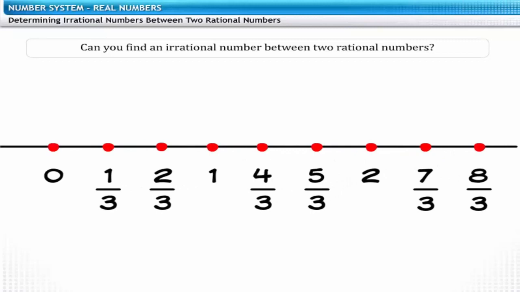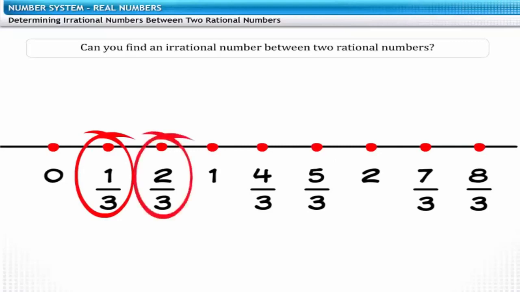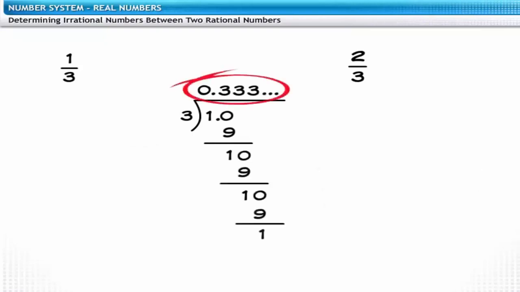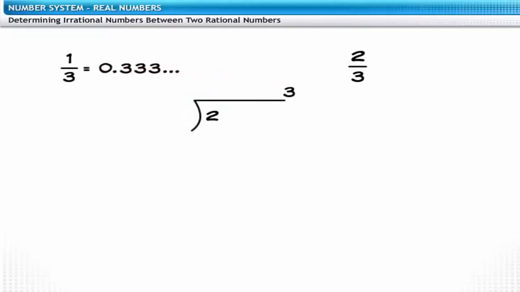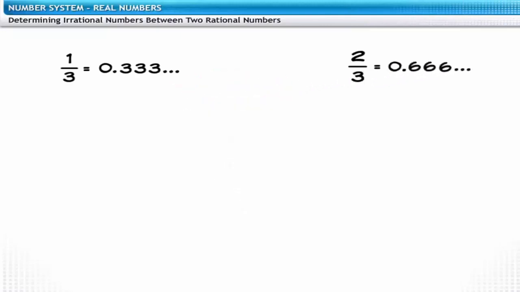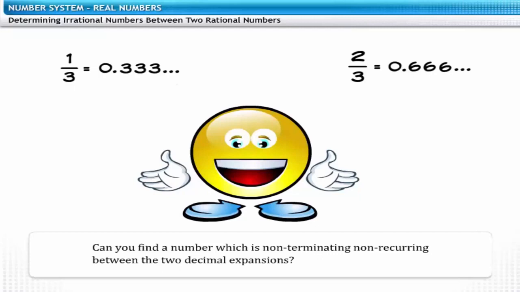Let's try. Consider two rational numbers, 1 divided by 3 and 2 divided by 3. First, we'll find the decimal expansion of the first rational number. Thus, 1 divided by 3 is equal to 0.333 and so on. Next, let's find the decimal expansion of the second rational number, 2 divided by 3. 2 divided by 3 is equal to 0.666 and so on. Can you find a number which is non-terminating, non-recurring between the two decimal expansions?